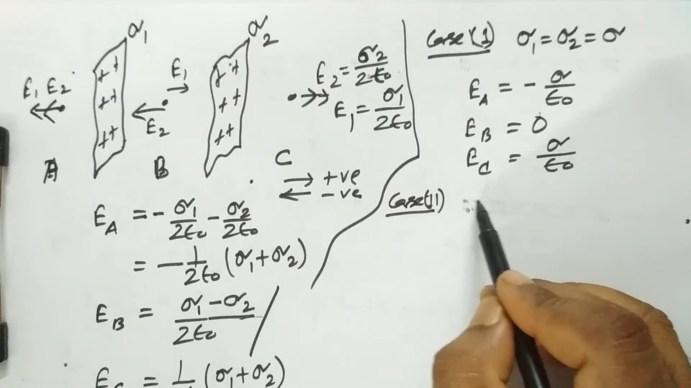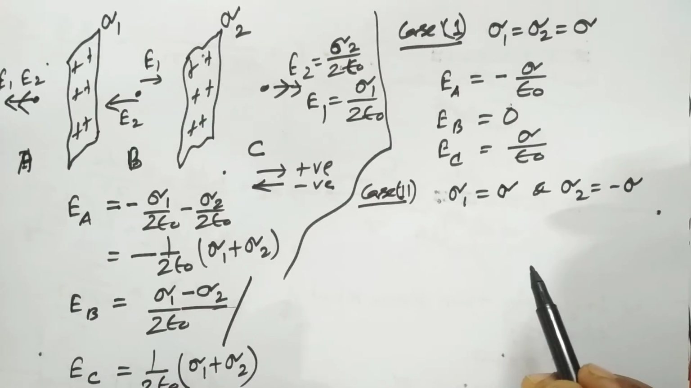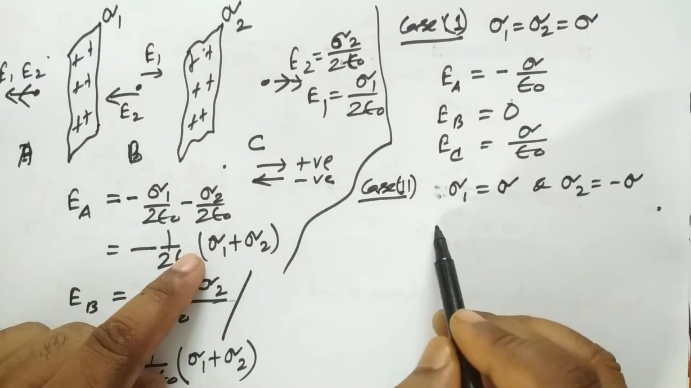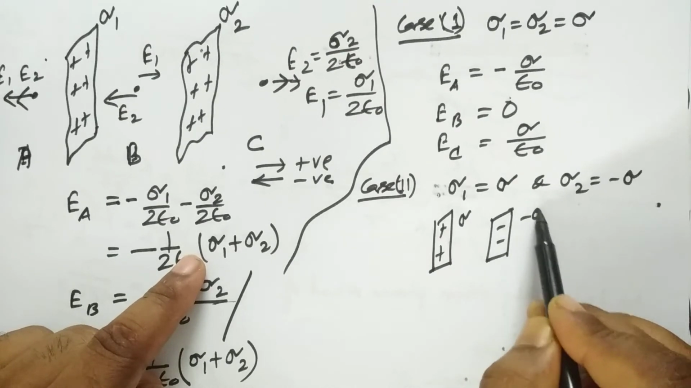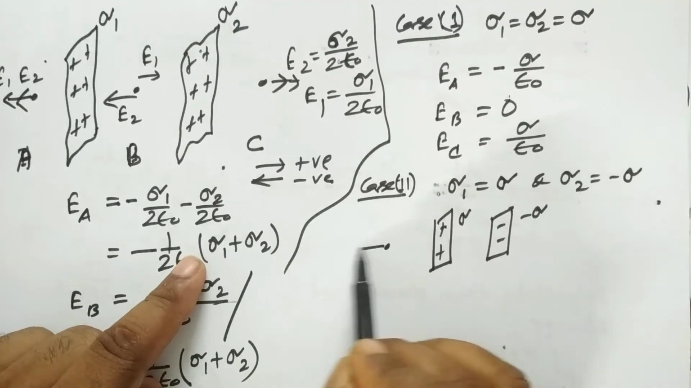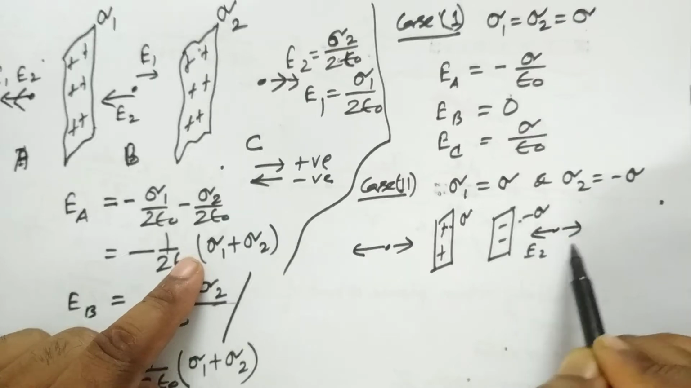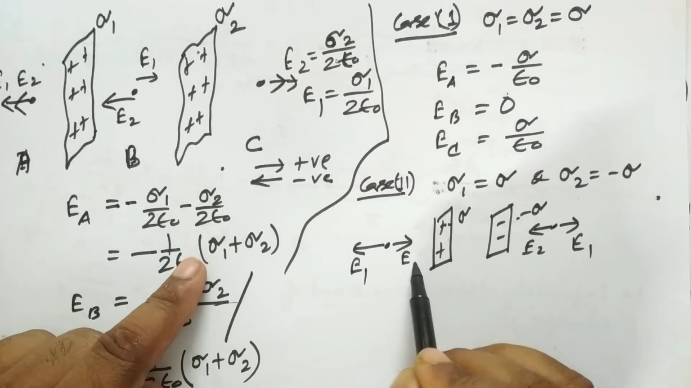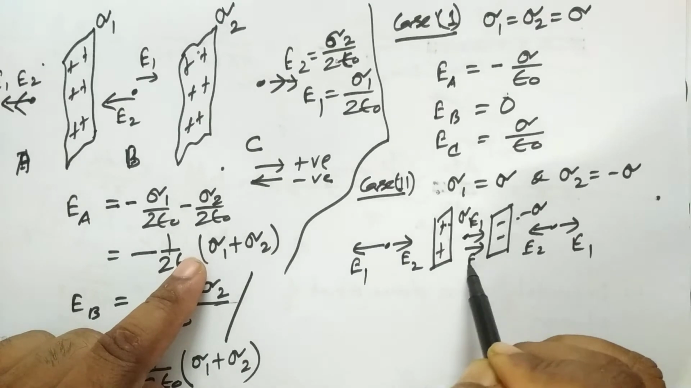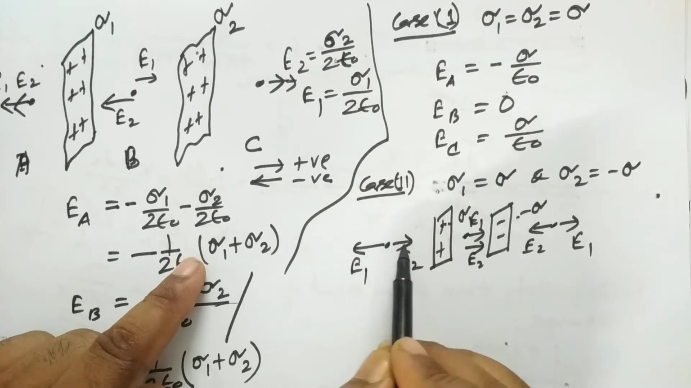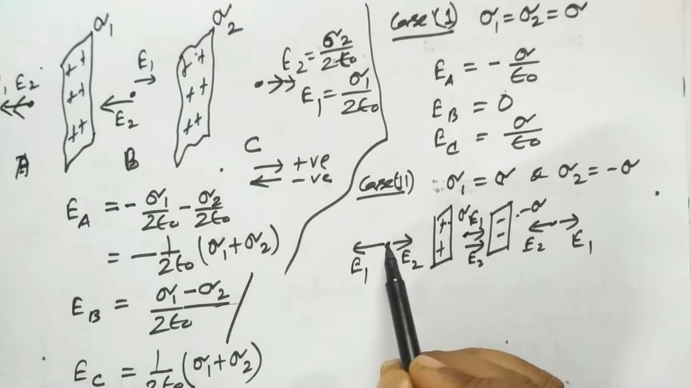Case 2. Sigma 1 is equal to sigma and sigma 2 is equal to minus sigma. So these are the situations: sigma and minus sigma. Here there will be two fields, because of 1 left, because of 2 right. Here, because of negative the field is towards it, because of positive away from it. This is E2, this is E1, this is E1, this is E2. In between, because of positive away from it, because of negative towards it, both the fields will be in the same direction. Outside they will cancel each other, because the surface charge densities are the same but opposite in nature, so they become equal and opposite.